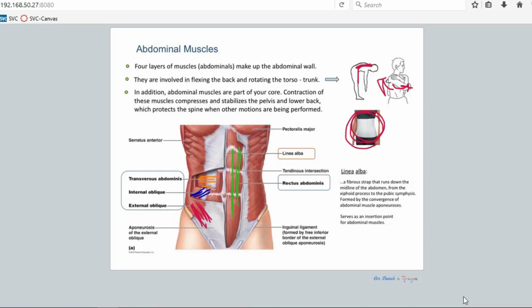Something else that I need to point out is a structure called the linea alba. This is the linea alba right there. It's a strap of connective tissue that runs down the midline of the abdomen, from the xiphoid process down to the pubic symphysis. It's formed by the convergence of a lot of these abdominal aponeuroses, and it serves as an insertion point for these abdominal muscles.